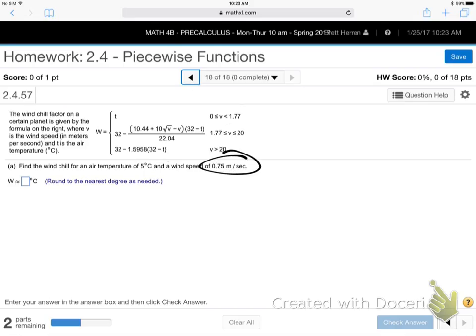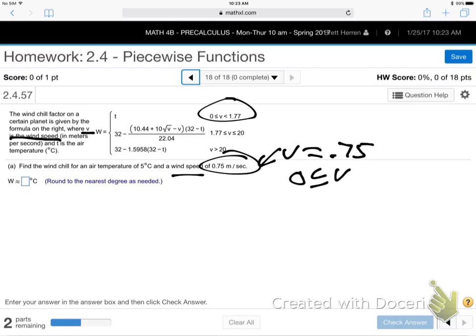My velocity is right here. Wind speed, velocity, right? It says up here in the words, V is wind speed. So this is V. V is 0.75. Well, that's between 0 and 1.77, isn't it? So I'm going to plug into T. What's T? T is the air temp. Always look at the words, right? T is the air temp, 5 degrees. So what's the answer? 5 degrees.